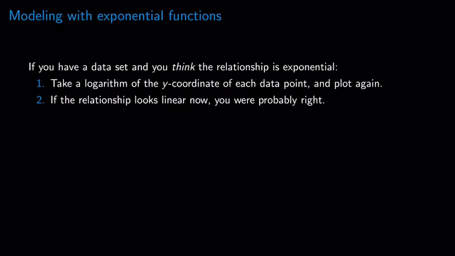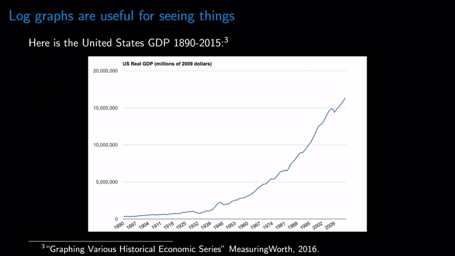So, if you have a data set and you've plotted it and you're looking at it and you think, by gosh, I think this relationship is exponential, here's what you do. You take a logarithm of the y-coordinate of every point that you've got and you do another plot. And now, if it looks linear, your guess was probably right. It was probably an exponential relationship.